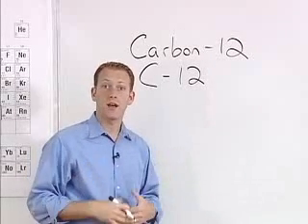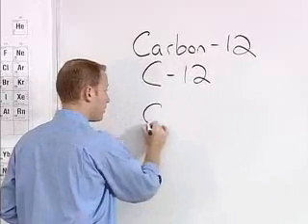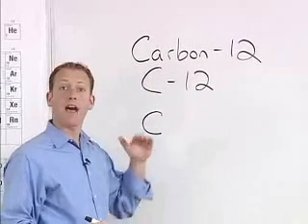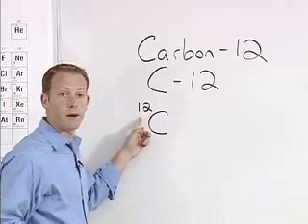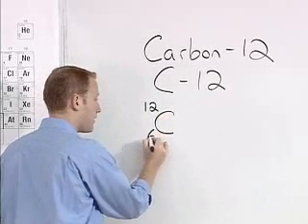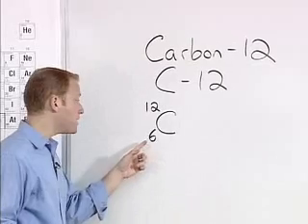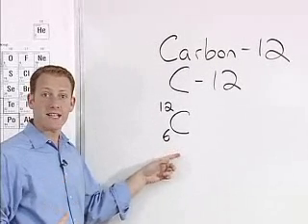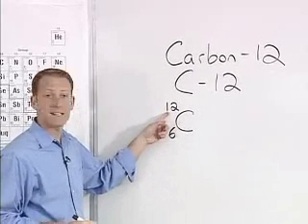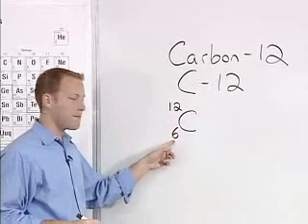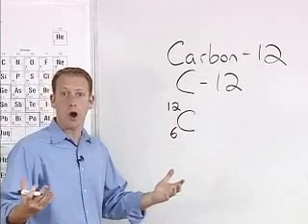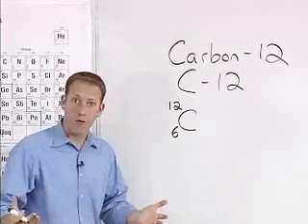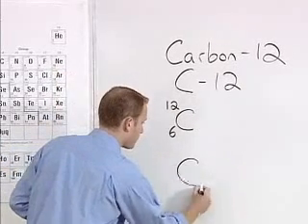There's 2 more ways. Another way is we could do the symbol, and we can list at the top left the mass number, and at the bottom left the atomic number. This is another way to designate mass number. By looking at that, we know that the mass number is 12. Now, we know the atomic number is 6, but we don't need this to tell us that, right? Because we know carbon has to be 6. So another way to write it is this.